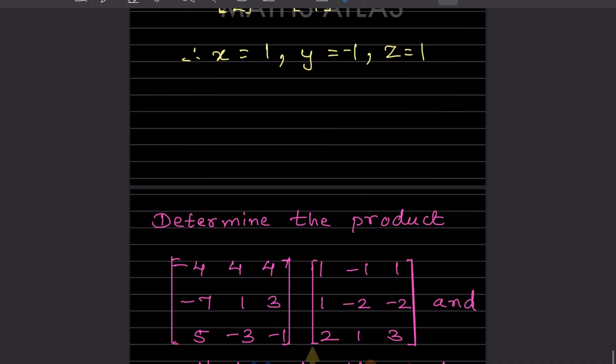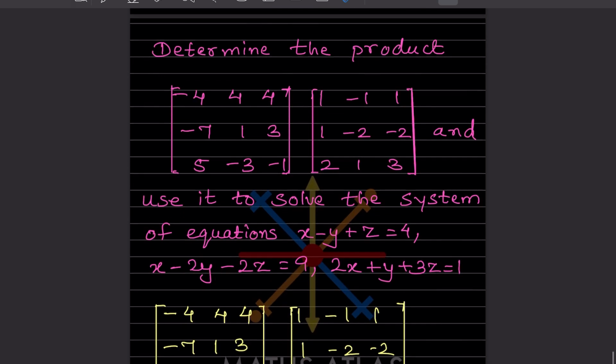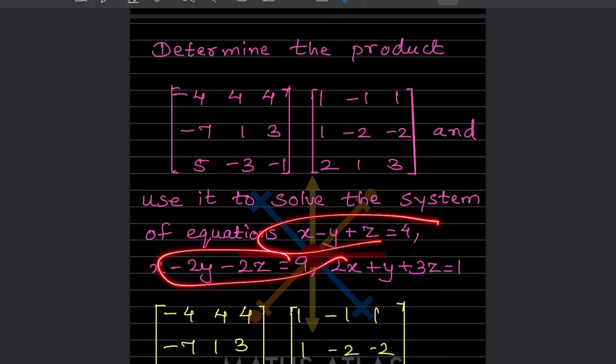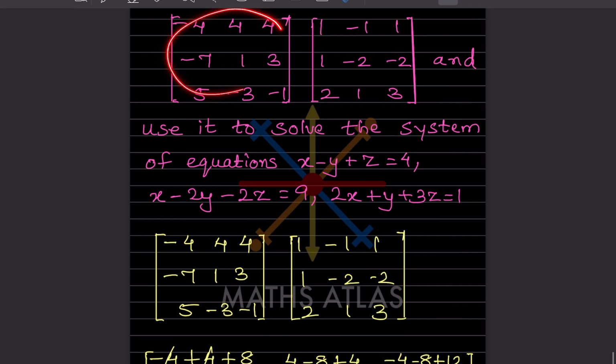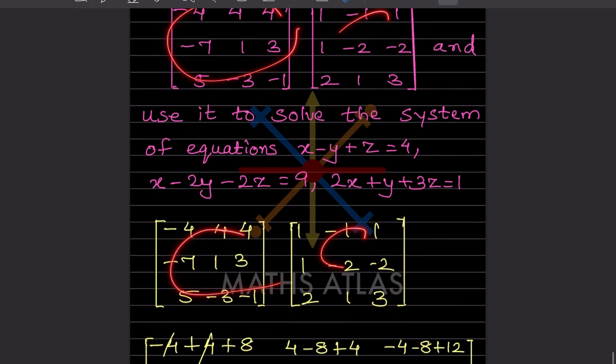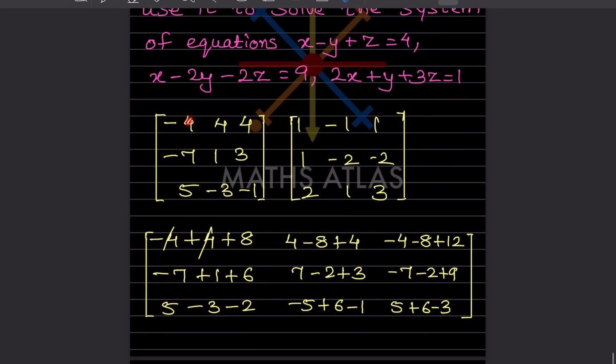So now we have the next one: determine the product of these matrices given, and use it to solve the equations given. So now look here, the same matrix I first wrote over here. When we solve this one, how are we going to get this into this, and this into this, same over here. Then this into this into this is what I wrote over here. Then this part is done.